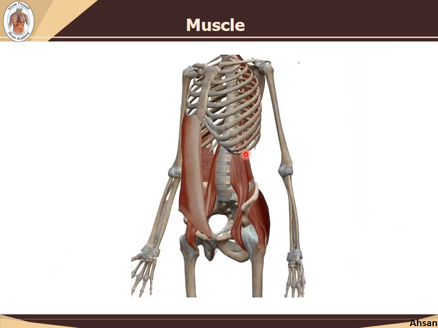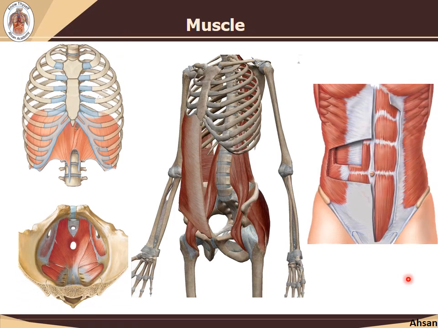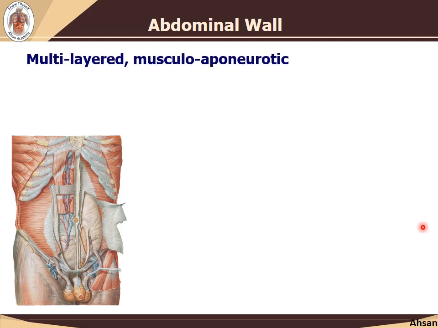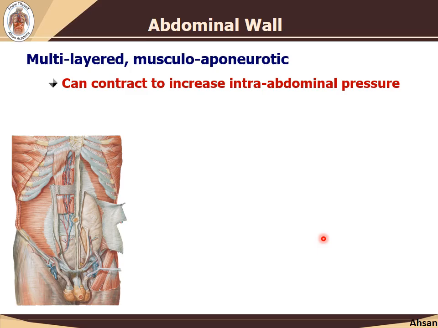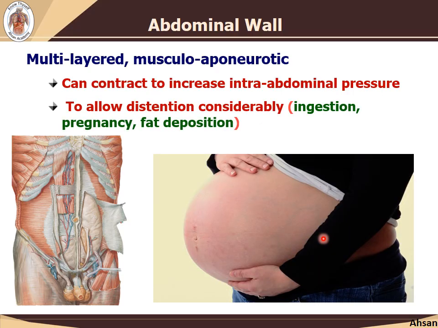You can see the muscle distribution, the gap between the iliac crest, meaning the pelvic inlet. This is the upper part, the iliac crest, and this gap up to the costal margin is filled up by the muscles. It's softer, but very strong. So it's a multi-layered muscular aponeurotic wall. It contracts to increase the intra-abdominal pressure. You see, this can allow distension.